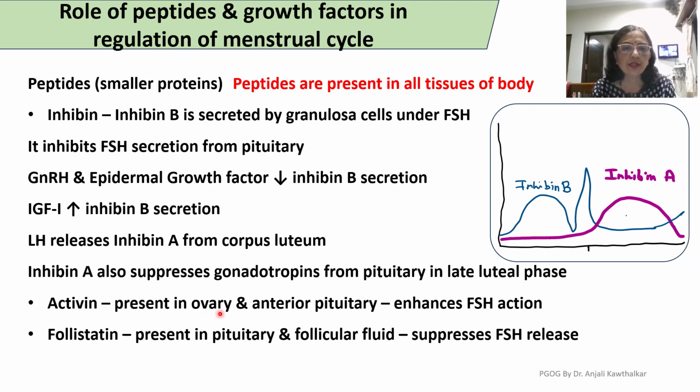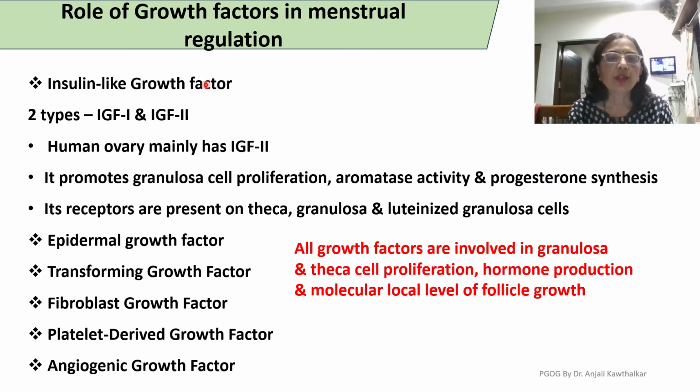Activin is present in the ovary as well as the anterior pituitary. It enhances FSH action. Third is follistatin. Follistatin is present in the pituitary as well as in follicular fluid in the ovary, and it suppresses FSH released by the pituitary. Now there are so many growth factors mentioned in the textbooks which have a role to play in the regulation of the menstrual cycle.